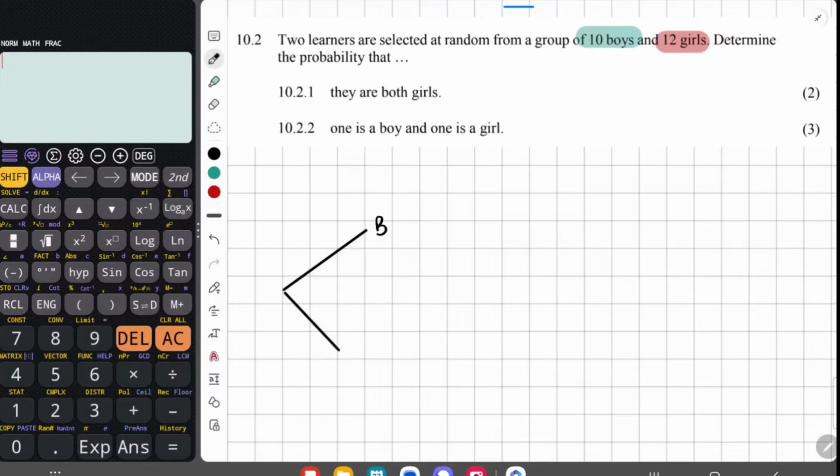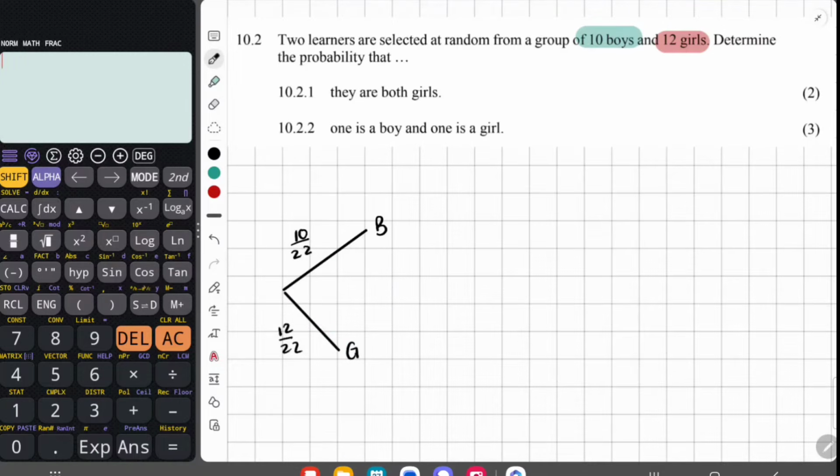Now, nobody has been picked yet. So that means there are still 10 boys out of a total of 10 plus 12, 22 learners. So the first time you try to pick, the chance of picking a boy is 10 out of 22. Then the chance of picking a girl, because nobody has been picked yet, there's still 12 girls. So it's 12 out of 22. So this will represent the probability of the first pick.